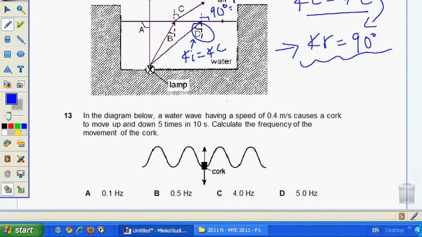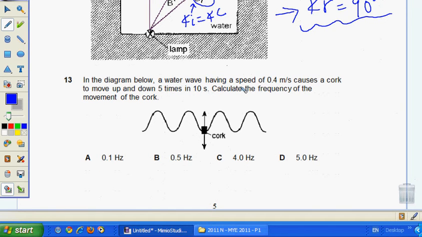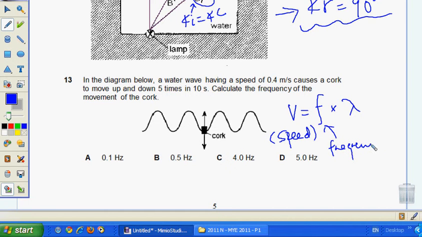Okay, what about question 13? A water wave having a speed of 0.4. Okay, this is a wave question. Try to recall the formula of wave. There's a speed v, which is equal to f times lambda. Students will be very confused: what is v? What is f? What is lambda? v is the speed of the wave, f is the frequency of the wave, and lambda is my wavelength of the wave. So every wave will possess speed, frequency, and wavelength.